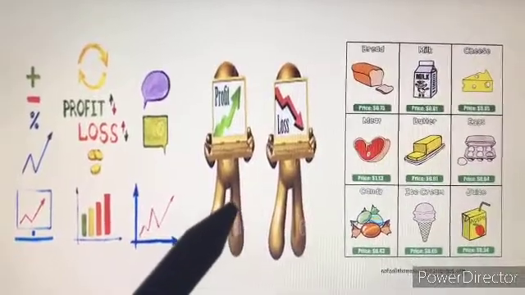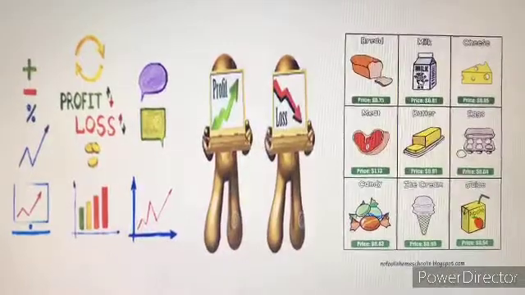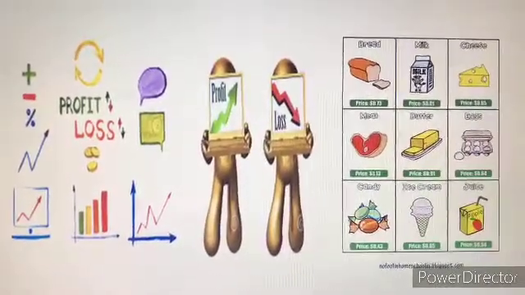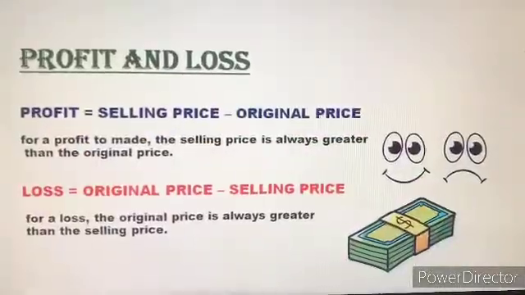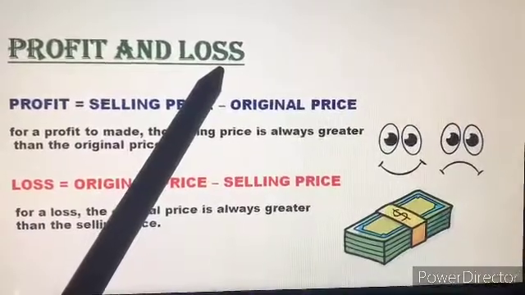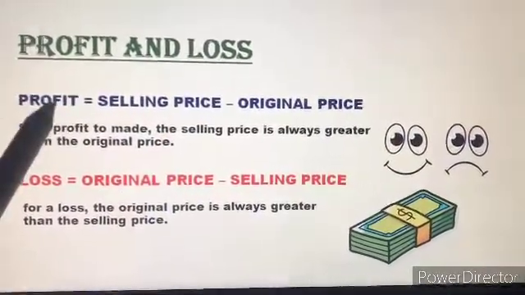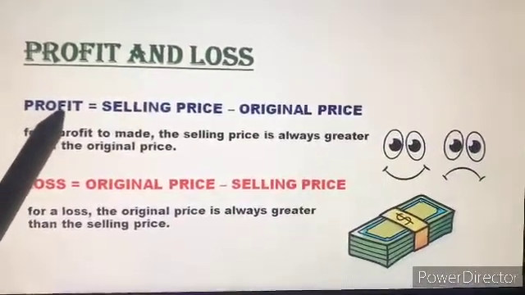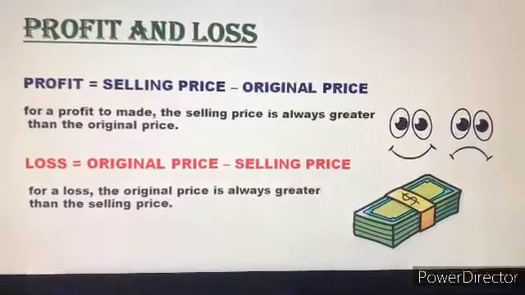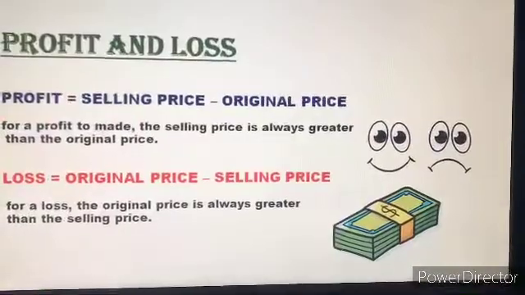Okay, now I will tell you a simple formula which you can keep in your mind so that every time you can easily calculate profit and loss. So profit means making more money and loss means you are giving money from your pocket. What is profit? Profit is equal to selling price minus original price. Means in this, the selling price will be higher than the original price.